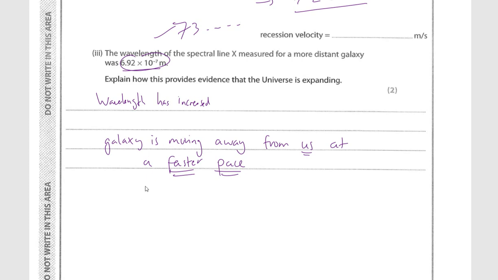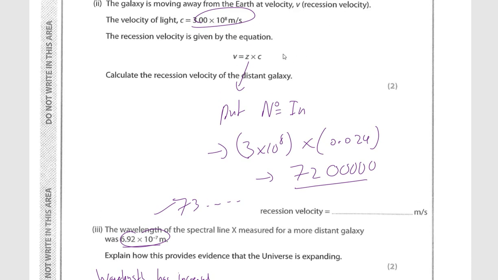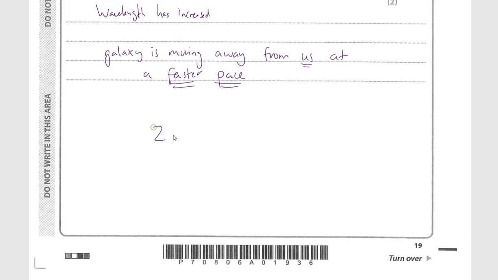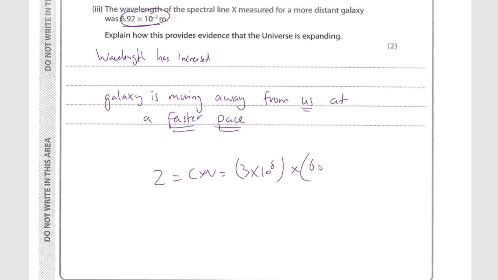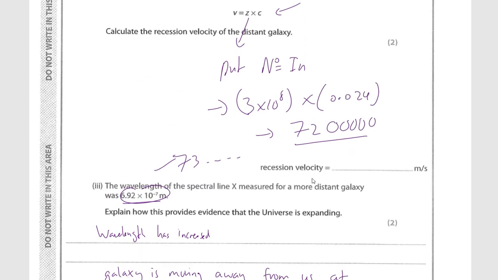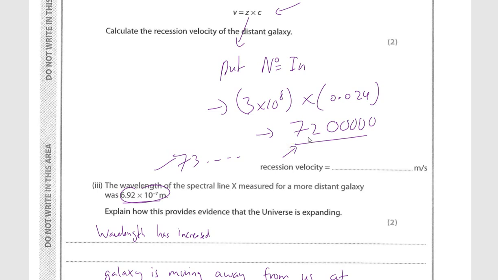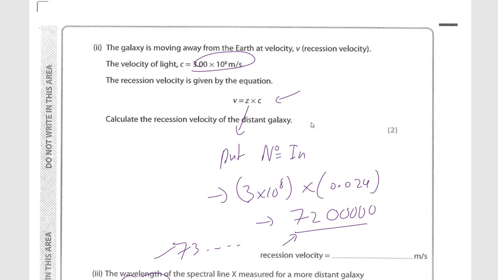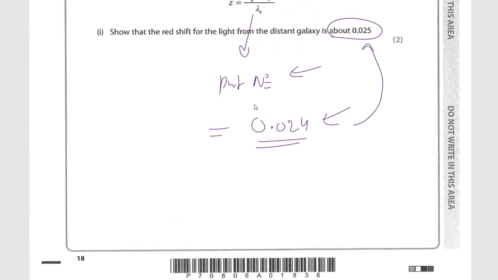Normally astronomers use this equation here. This is the recession velocity, the velocity at which they are moving away from us. They use z equals v over c. If we put this in, the value that we get is going to be higher than the one we calculated. It's going to be higher than the one we got. So, where's z?